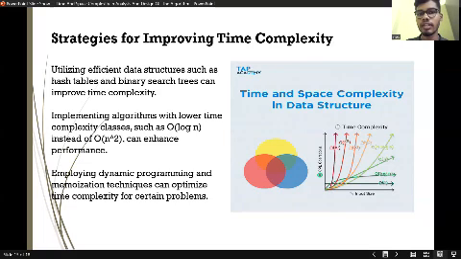So the strategies for improving time complexity: utilizing efficient data structures such as hash tables and binary search trees can improve the time complexities. Implementing algorithms with lower time complexity classes, such as O of log n instead of O of n square, which reflects quadratic time, can enhance the performance. Next, employing dynamic programming and memoization techniques can optimize the time complexity for certain problems.